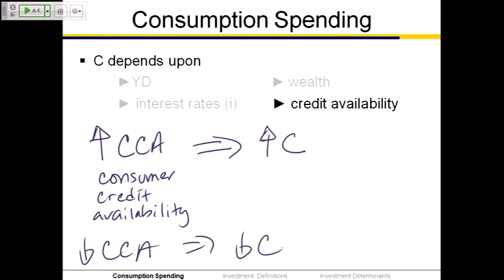This is not something we see often. An increase or decrease in credit availability, independent of interest rates, tends to be a sign that the financial markets are screwed up, that there is something going very, very, very wrong in the financial markets. It is what we saw in 2008, 2009, 2010, 2011.